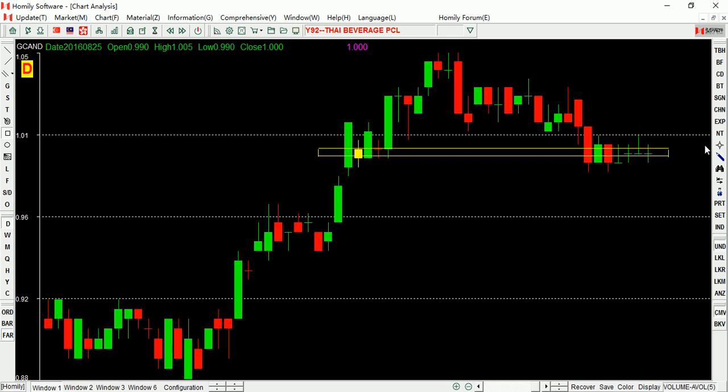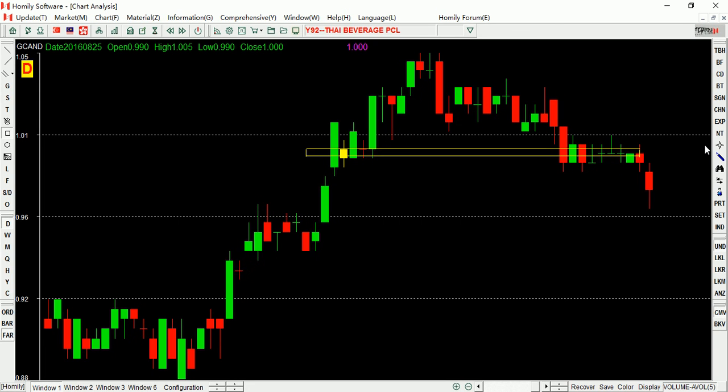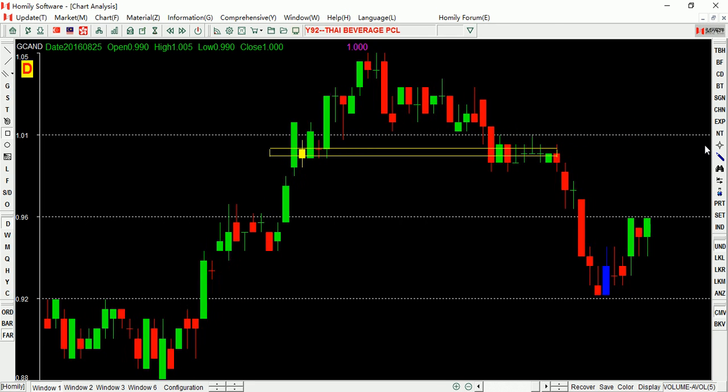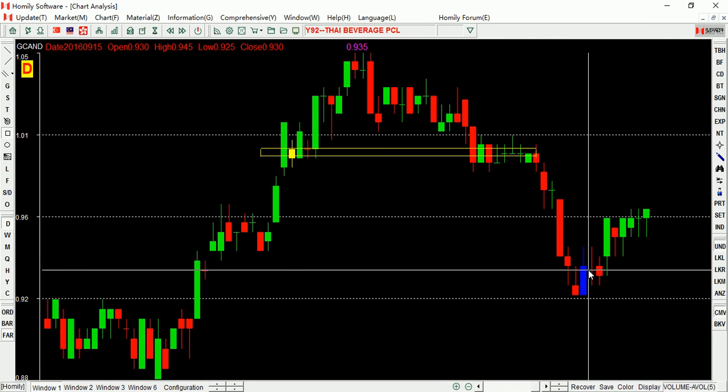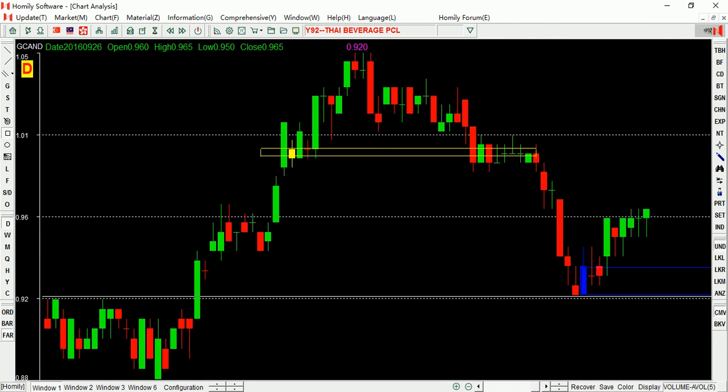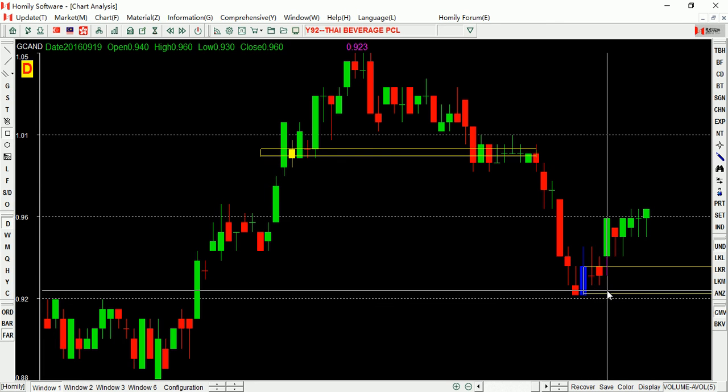Sell or not? Wait. Sell or not? Sell quickly. Then the blue candlestick appears. Here can we buy or not? Closing price is lower, right? So here is the buy point.